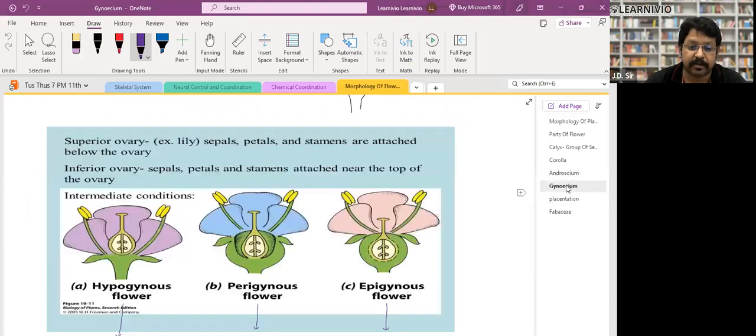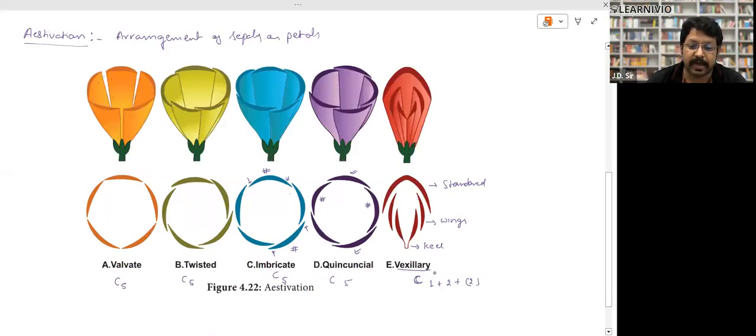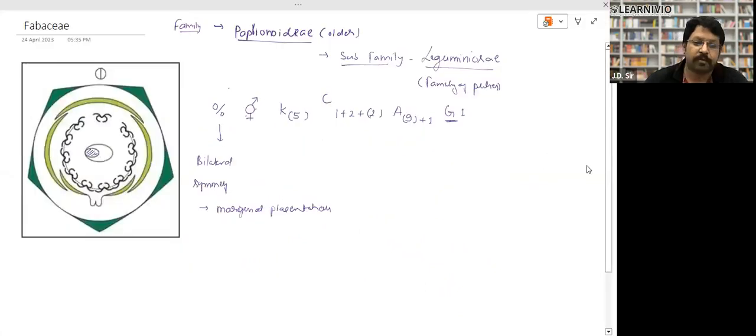We have already discussed that. Let me show you. Corolla, look. This is the vexillary estivation. Upper one is the standard, then there are two wings, and two keel petals, and these two keel petals will be fused. I have told you that when the arrangement comes 1 plus 2 plus 2 gamo, the estivation is vexillary. You can see the same in the Papilionidae in family Fabaceae. Look, in Fabaceae this is the 1 plus 2 plus 2 gamo, so we can directly conclude that this is the vexillary estivation.